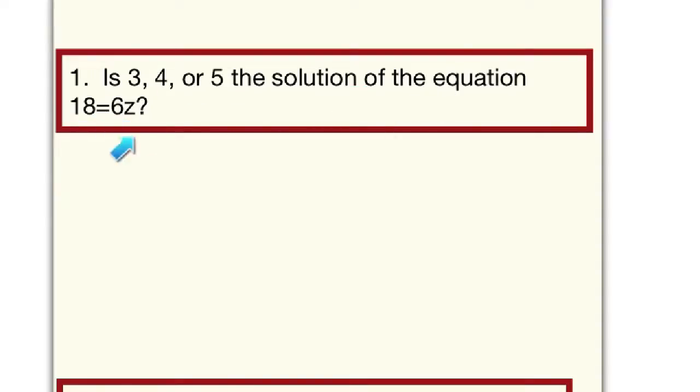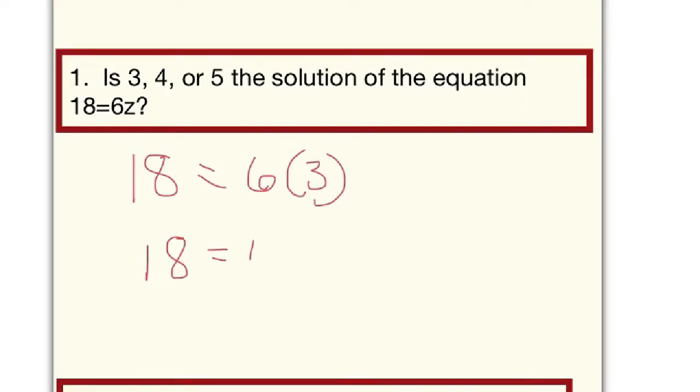Please remember that 6z is a multiplication problem. Anytime you have a number squished up next to a variable, that means times. So we need to plug in the three numbers that we're given and see which is correct. Whoops, let me write it the way it's written up here. 18 equals 6 times 3.